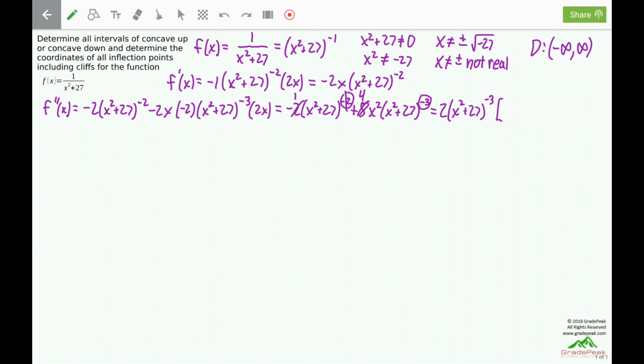For the second term, adding a 3 to the exponent, we have a -3 plus 3, which will be to the power of 0. And anything to the power of 0 is a 1, so that entire thing will be a 1. So we just have the 4 and the x squared. So we have a -1 times x squared plus 27 to the first power, and then plus a 4x squared.